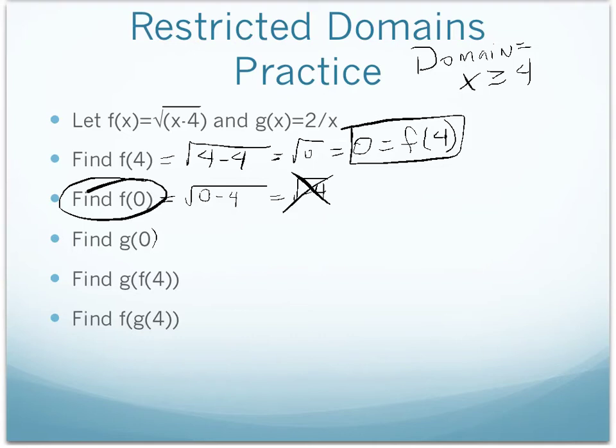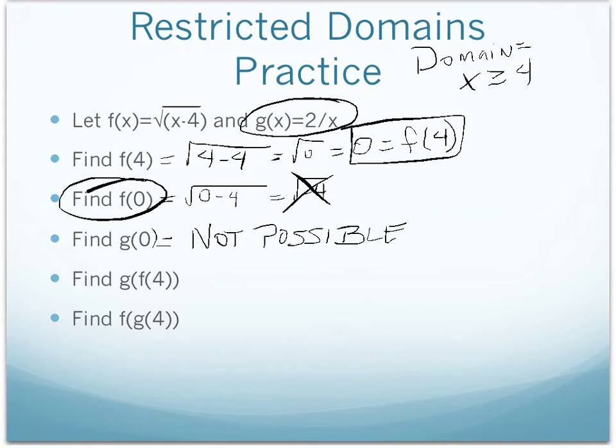Okay? So, not possible. What about g of 0? Well, if we look at g of x, we have 2 over x. Can we do 2 divided by 0? No, not possible with what you currently know. Well, it's not possible with what you currently know for f of 0. It's not possible at all for g of 0. It's undefined.